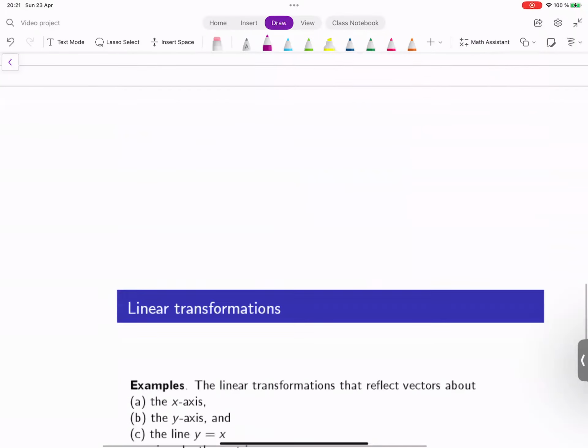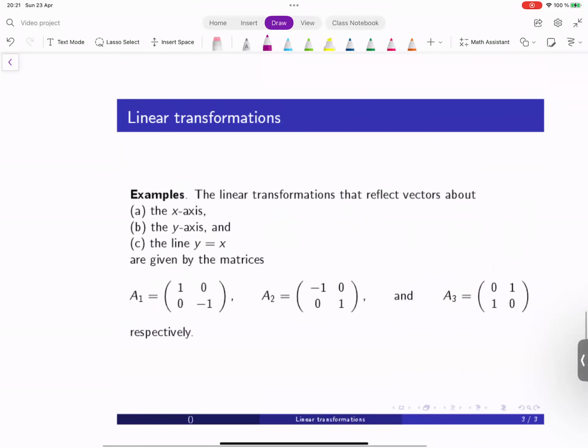Finally, we will look at some examples of linear transformations. And we'll be talking about, first of all, the reflection about the x-axis. So we will illustrate it here with the following diagram. We'll have a vector somewhere here, which after the reflection about the x-axis will be located somewhere here, the image.